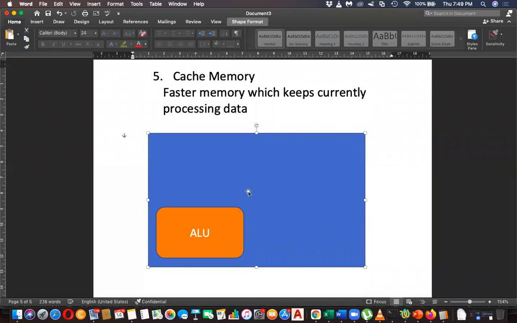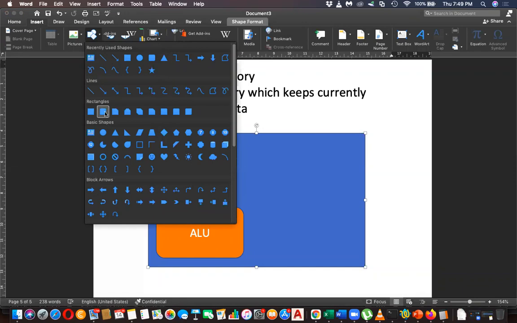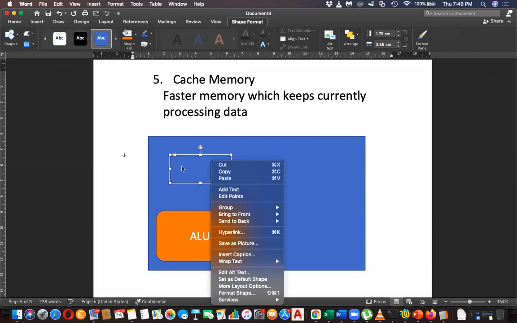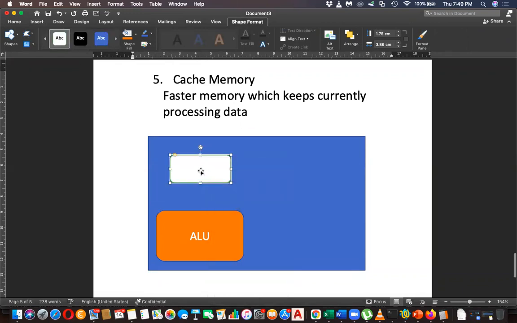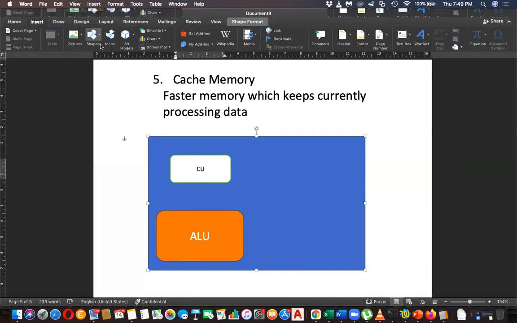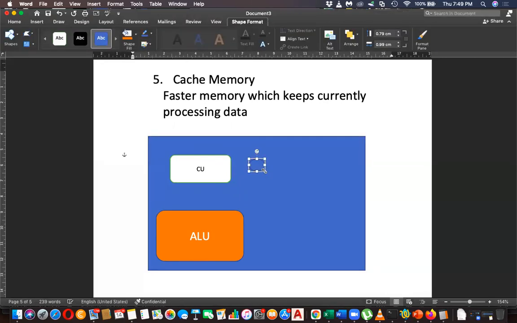Other than the ALU, the next component, what I said is CU, the control unit. He is the traffic police. He's looking after everyone, every other component. So this is your control unit, CU. And not only ALU and CU, as I said, it has something called registers. Registers are small memory cells.